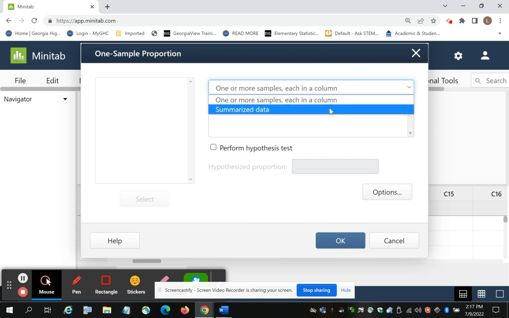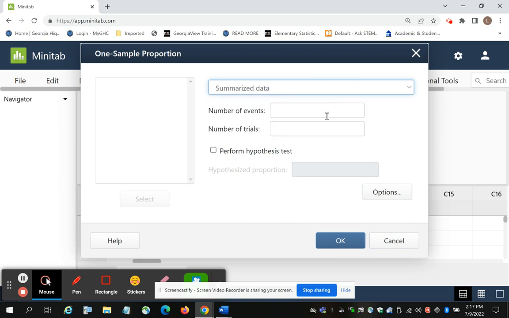And I have the summarized data. Okay, the number of events is the term that Minitab uses for successes. We had 8 successes out of 100 trials. We are performing a hypothesis test, and it asks us for our hypothesized proportion, which comes from the hypothesis and is 0.105.